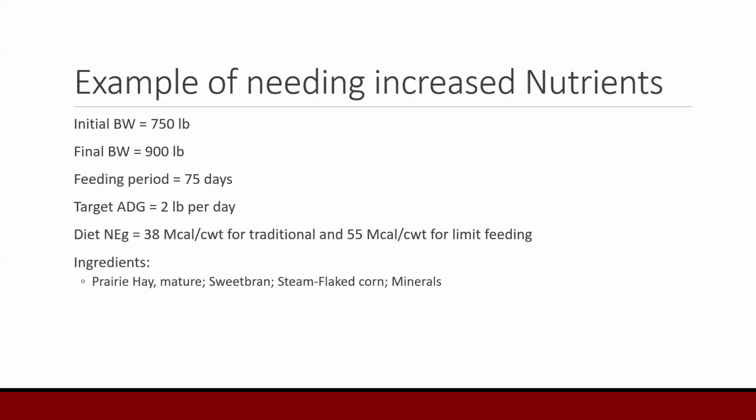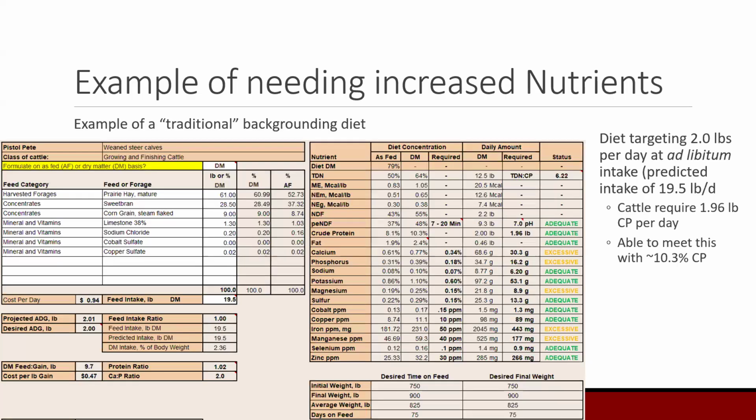So to mix these, I go on the calculator, use prairie hay, mature, sweet bran, steam flake corn, and then minerals to meet mineral requirements. So here is a diet: 61% dry matter prairie hay, 28.5% sweet bran, 9% corn grain, steam flake corn, 1.3% limestone, 0.2% sodium chloride, so salt, something so small for cobalt it's not even registering, and then 0.02 for copper sulfate. As you can see, all these are adequate.